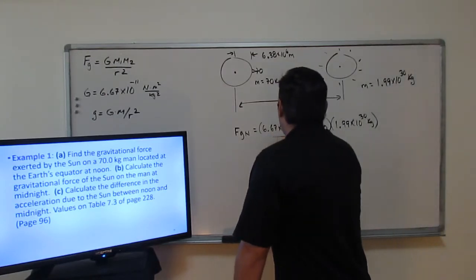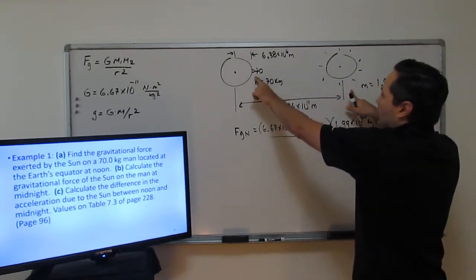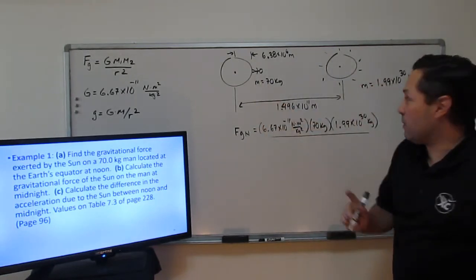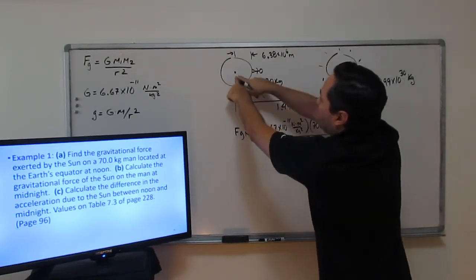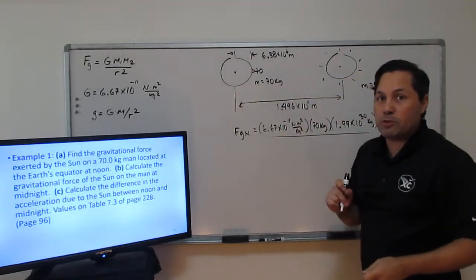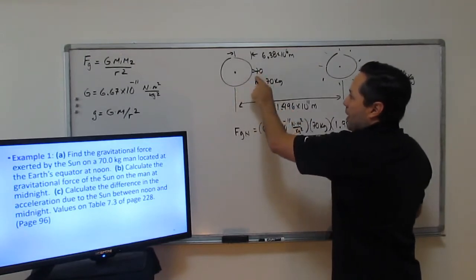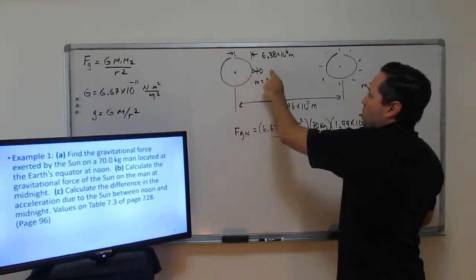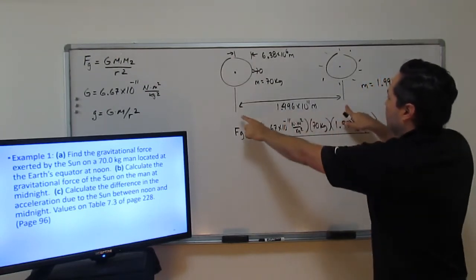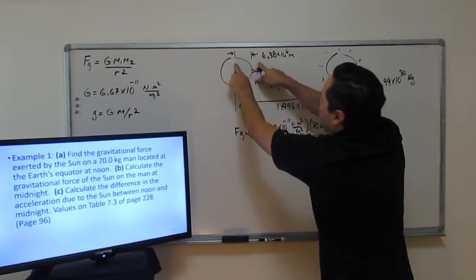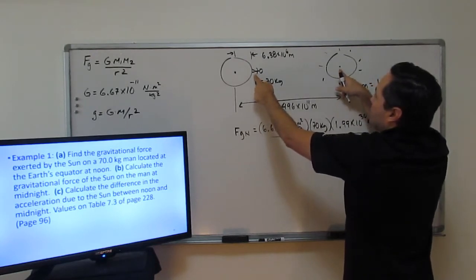All of it is going to be divided by the distance between them. So one more time, this distance from the center of the sun to the center of Earth, but our man is not standing on the center of the planet, he is standing on the edge of it at noon, so therefore it's on this side. So to get the actual value, it's going to be this distance minus that distance, because we want to know actually this distance.